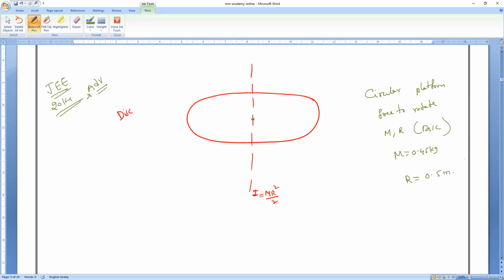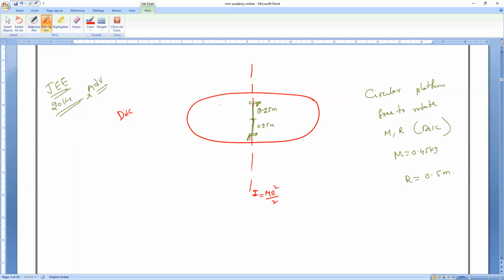Any problem for anybody? Are you clear, everybody? Now, from the center of mass, at a distance of 0.25 meters, be very careful, and on this side also at 0.25 meters, I kept two toy guns. So at 0.25 meters distance, two toy guns.